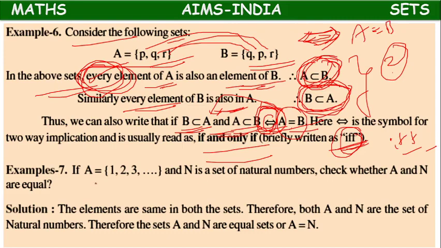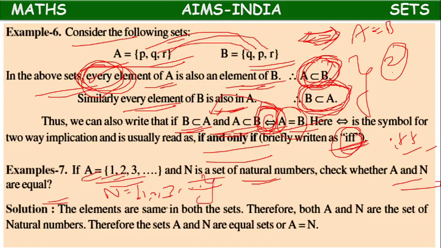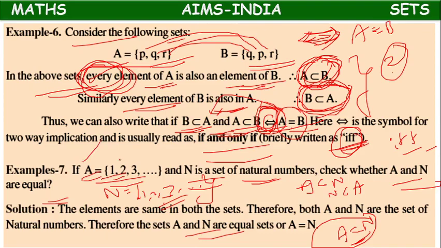Next. Set A is 1, 2, 3 and so on, and N, capital N, is the set of natural numbers. Now, are A and N equal? Yes, because set A starts from 1, 2, 3, and the natural numbers set also starts from 1, 2, 3 and so on. Both of them have the same elements. Means A is a subset of N and N is a subset of A, or we can write A equals N. Okay, both of them are equal. Here A is also, indirectly, the natural number set.